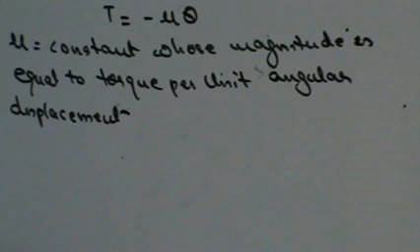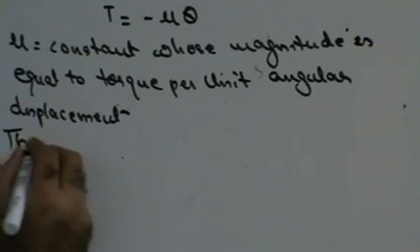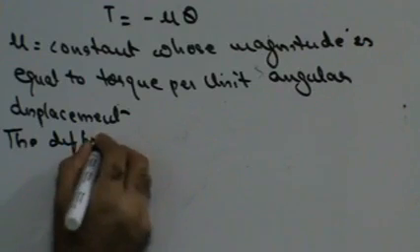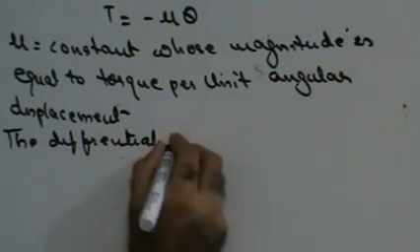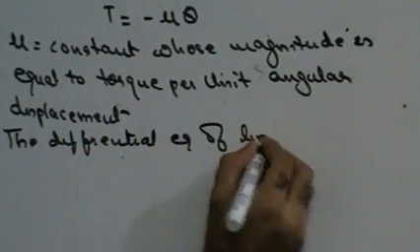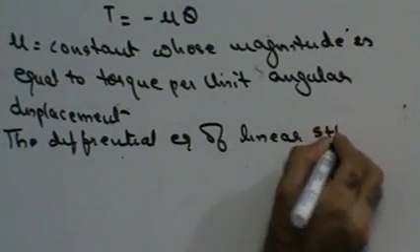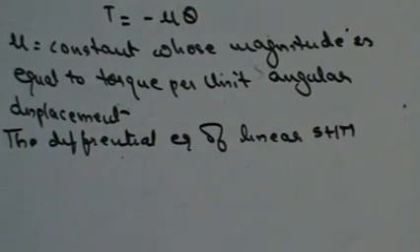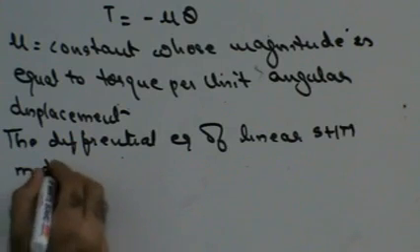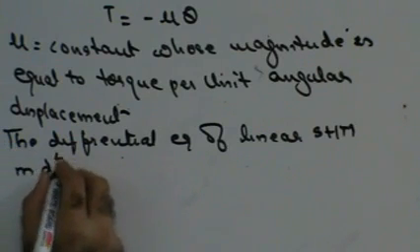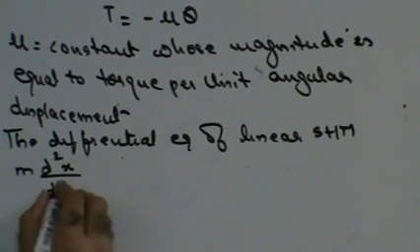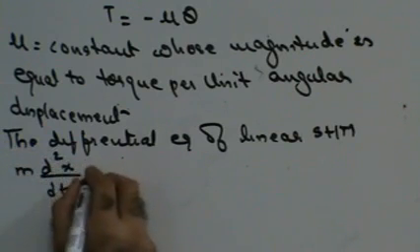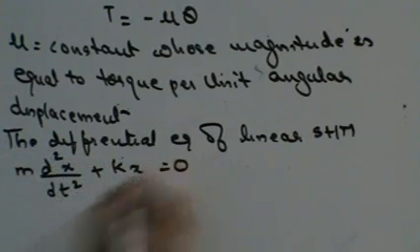Now let's consider the differential equation for a linear SHM. The differential equation of linear SHM is m times, we've derived this guys, d square x upon dt square plus kx is equal to 0.